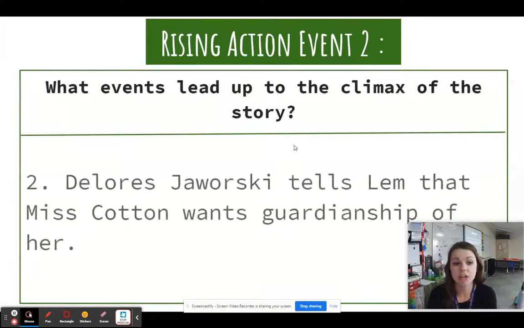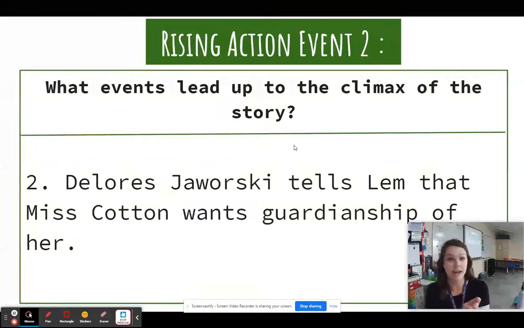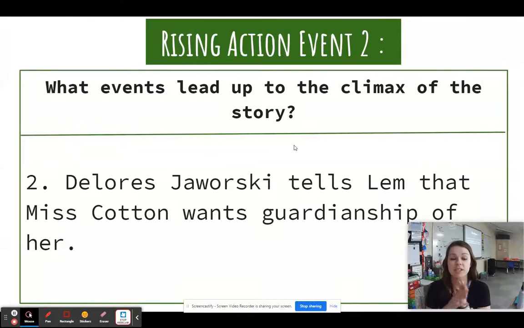Second event could be when Dolores Jaworski tells Lem that Miss Cotton wants guardianship of her. So remember that she comes and visits Bigfoot Souvenirs and More and is like, you have this option. We need Lemonade's input on if she wants to stay here or go back and live with Miss Cotton. And that kind of starts the idea of Lem trying to decide what she really wants and which place she values, and thinking about the people that she has in both places now.